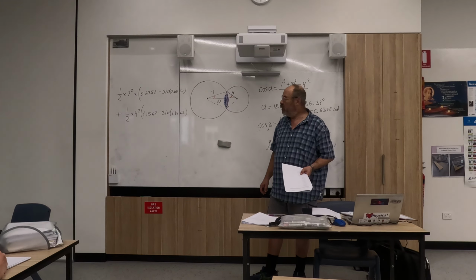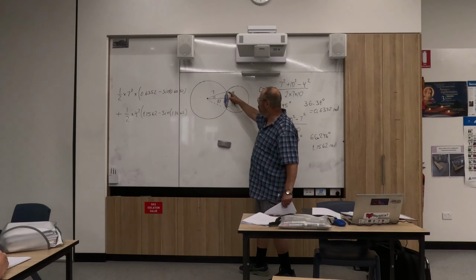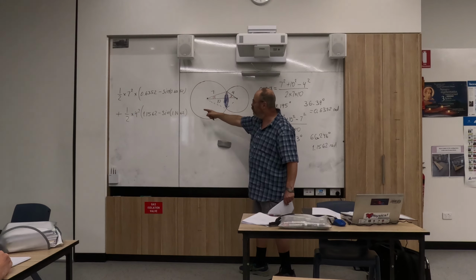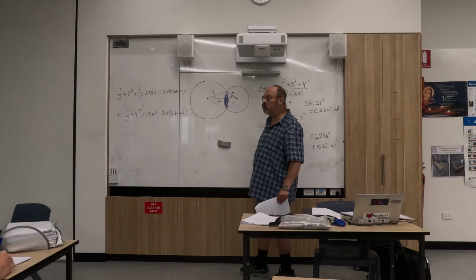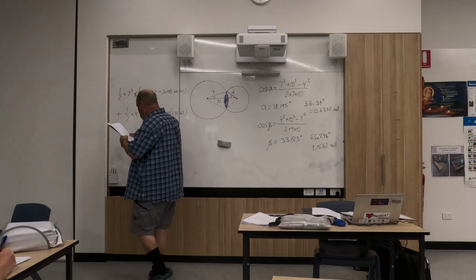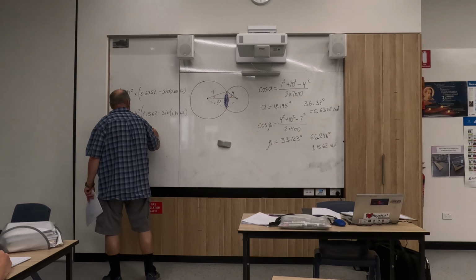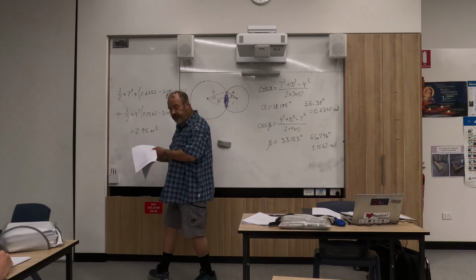Are we adding them? Yes, we're adding them because one of them is this segment, and that one will be the blue segment. The total area will be, we add them, we put the numbers in, and it will be equal to 2.95 meters squared.